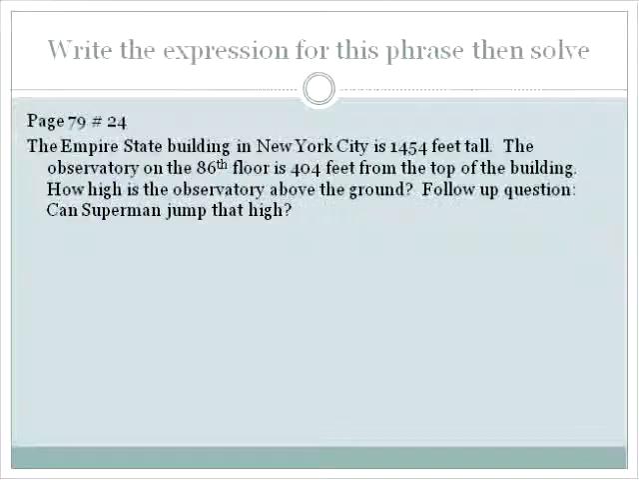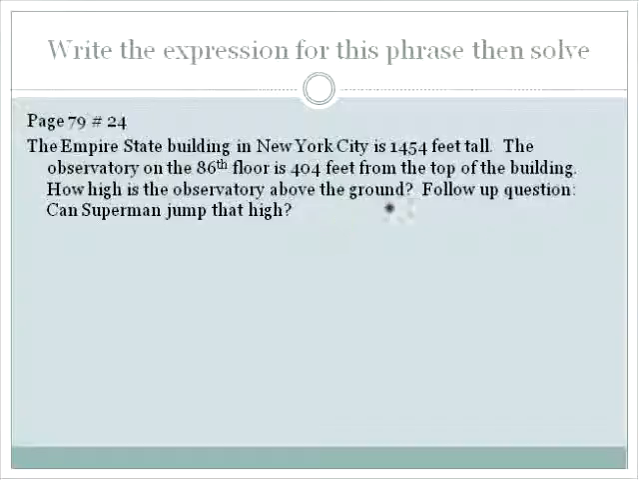For this question, which is pretty much one of the last questions we're doing today, I actually took a question from the textbook, page 79, and I wrote down the question. We're actually going to solve it together. And this is the question. The Empire State Building in New York City is 1,454 feet tall. The observatory on the 86th floor is 404 feet from the top of the building. How high is the observatory from the ground?